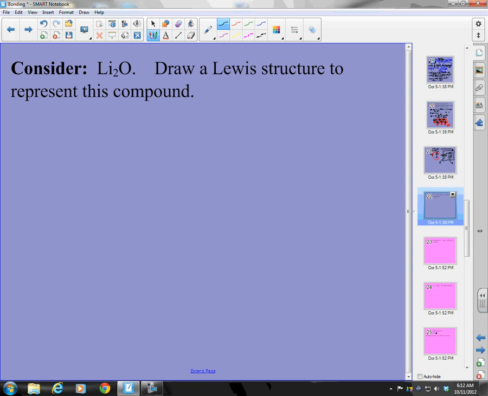Great. Lithium. Lithium has how many valence electrons? Well, it's in my first column, so that means it has one valence electron. How many lithiums do I have? I have two, so I have to draw two of them. I have one oxygen. How many oxygen valence electrons are there? 1, 2, 3, 4, 5, 6. Good. Now, how can we illustrate what might happen? Well, lithium loses an electron and it might go there, and lithium loses another electron and it might go there.